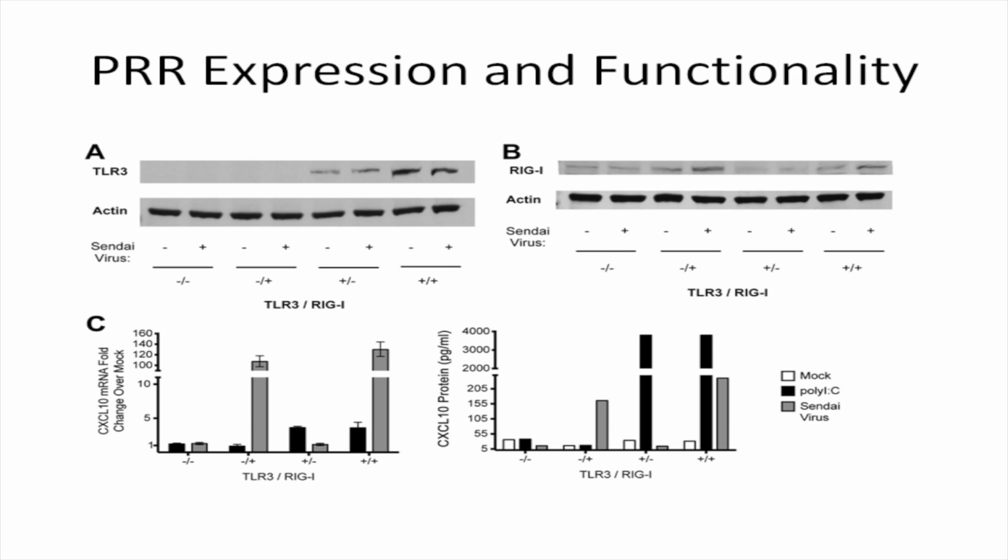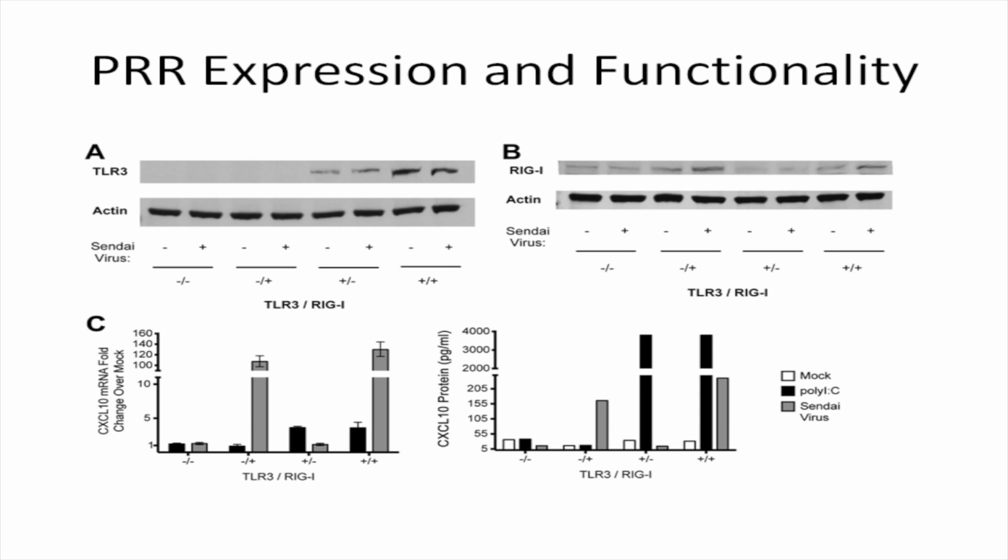The double negative cells don't really respond to either a TLR3 or RIG-I trigger. The RIG-I positive cell line responds very nicely to Sendai virus, as does the double positive cell. And the TLR3 positive cell has a decent induction of CXCL10 in response to poly-IC. You see the same thing at the protein level. Again, the RIG-I cell line responds to Sendai virus, and treatment with poly-IC induces a large amount of CXCL10 protein.